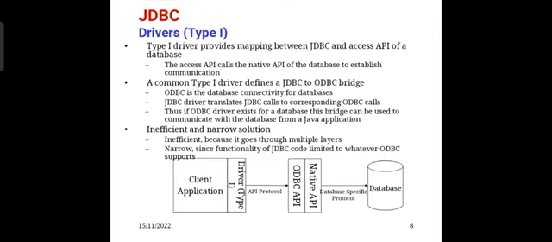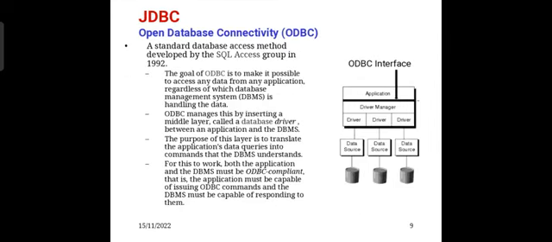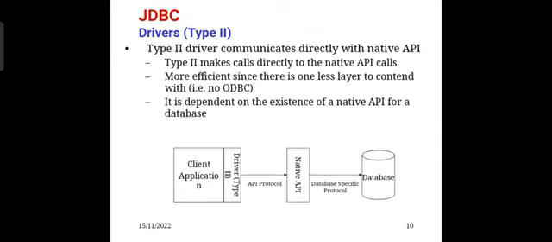First, the type 1 driver. What is the purpose of this type 1 driver? It maps between JDBC and the API of a database. ODBC, Open Database Connectivity, was established in the year 1992. What is the goal of ODBC? To access data from a database. In the ODBC interface, between the database and the Java application, the essential functionalities involved are the driver manager and data source.